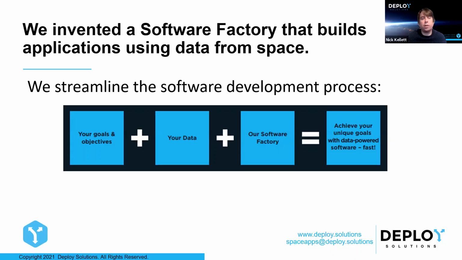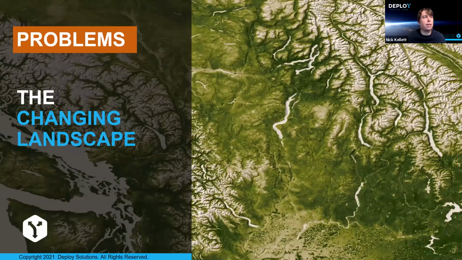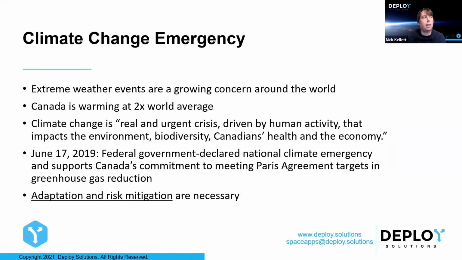And just to very briefly set the stage, I think we're all familiar with this, but the landscape is changing. We have a climate change emergency, extreme weather events. It's not hard to find those on the news now. We know that Canada is warming at about twice the world average, especially in the north. So these are having really big impacts on us. And in 2019, the federal government of Canada actually declared a climate change emergency and committed to the Paris Agreement targets.